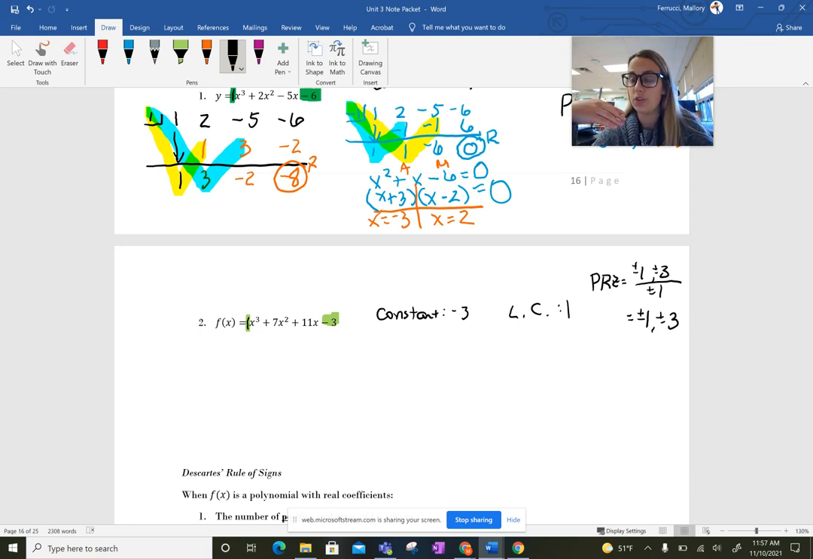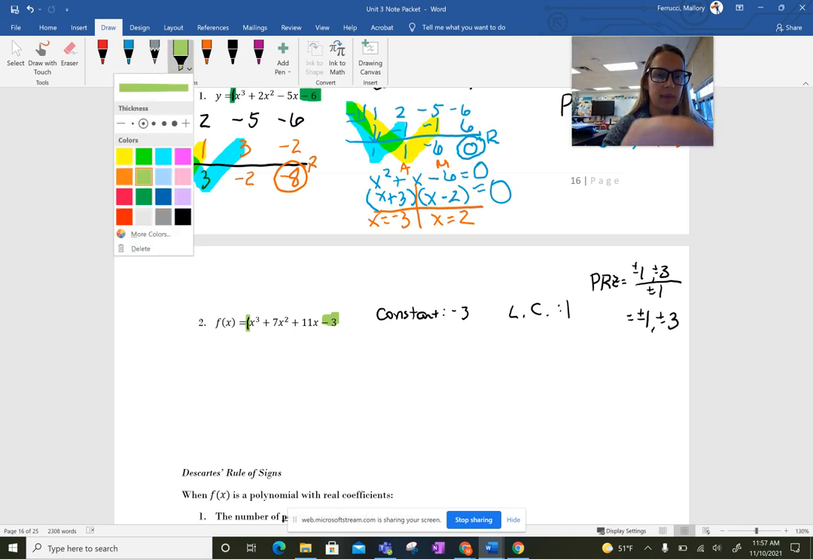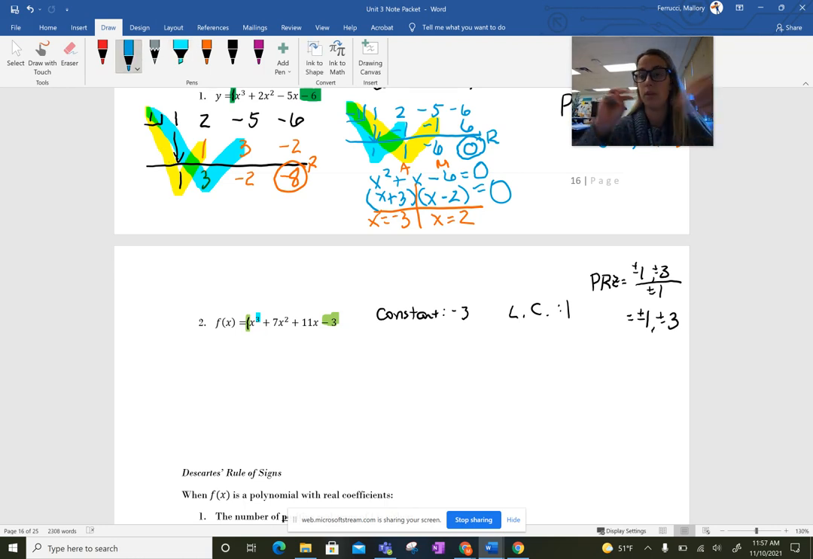Now, yesterday we said that we have to look at the degree of the polynomial, which is right up here. It's a degree of 3, meaning that we should end up with 3 zeros. So again, I'm just going to start at 1, go to -1, go to 3, go to -3. Okay, so I'm going to start with 1.